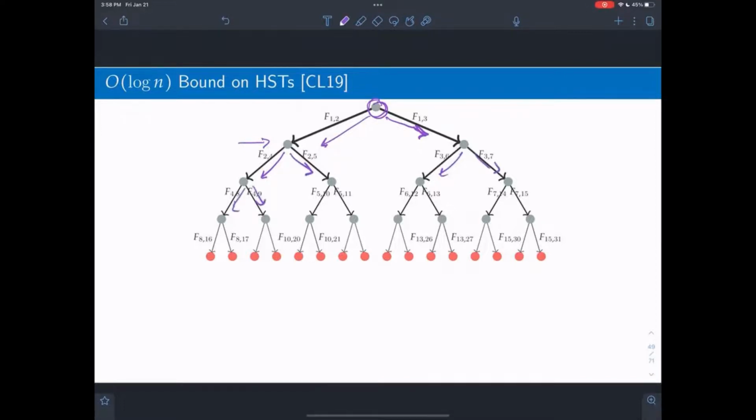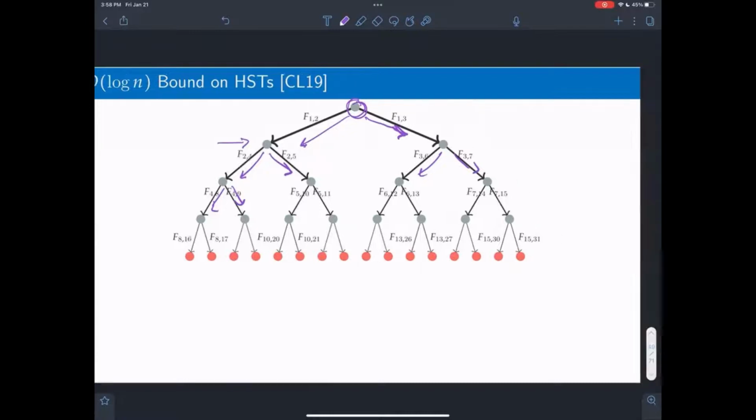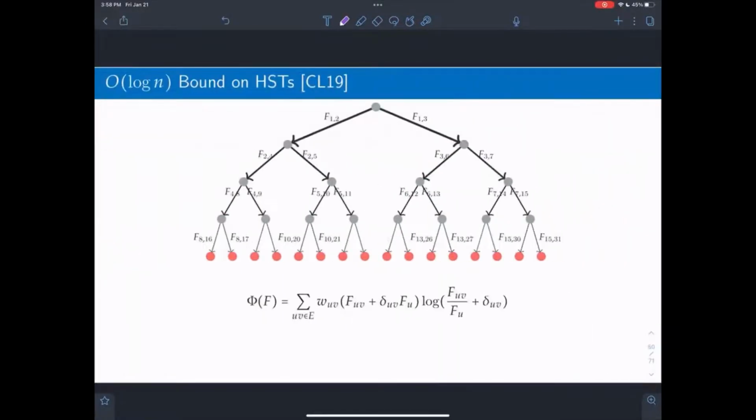So it's a step-by-step decision-making process, sort of. And then given these internal variables f, which represent the flow, if we define this regularizer as follows, it turns out that we would obtain a log n competitive algorithm on these HST metrics.